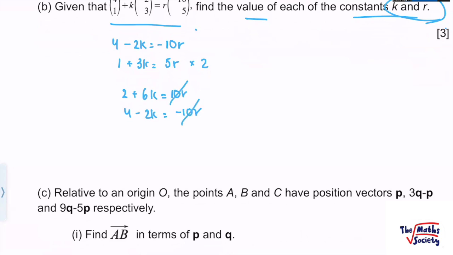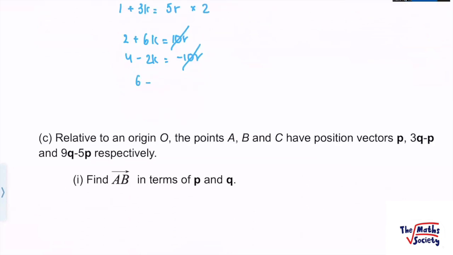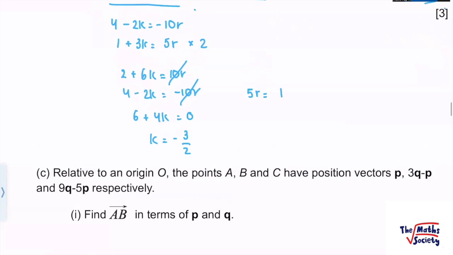So that cancels out, and you get 6 plus 4K, that's going to equal 0. So you get K equals minus 3/2. So for 5R, you get 1 minus 9/2. So R is just going to be minus 7/10 when you substitute it. So that is your R value.